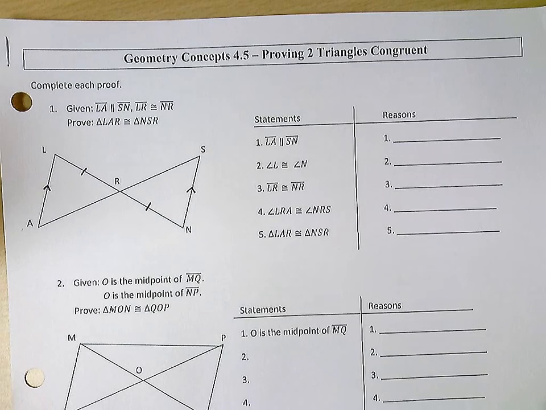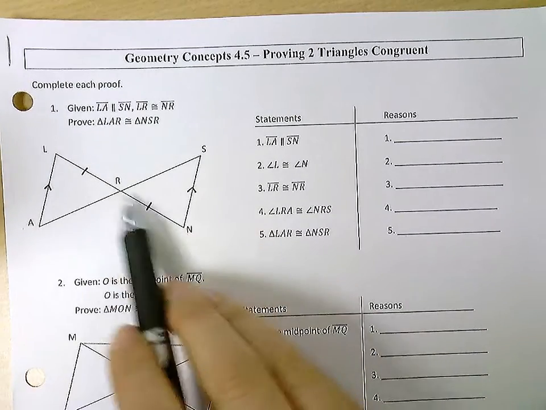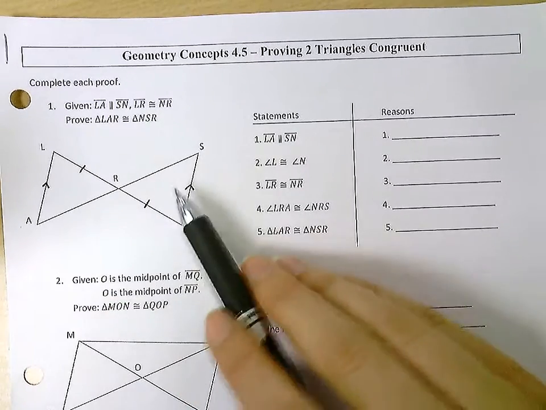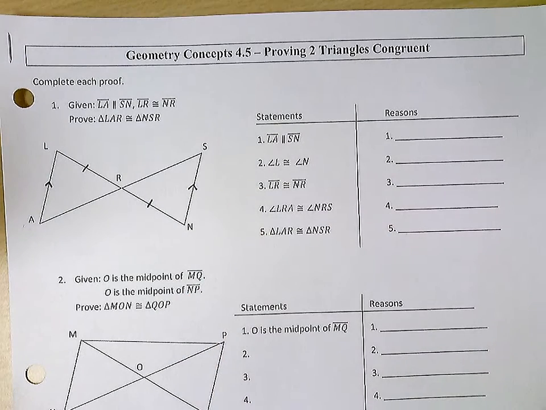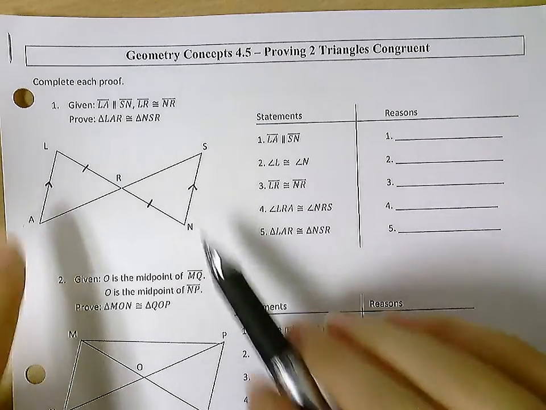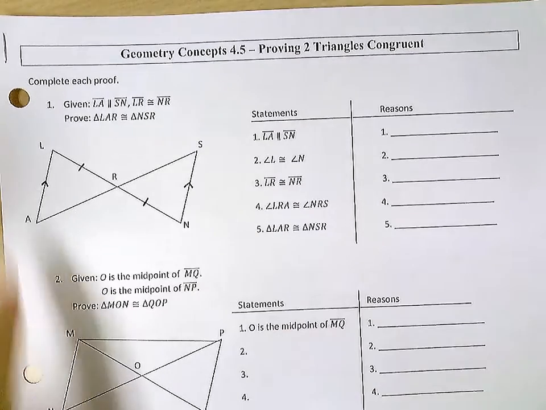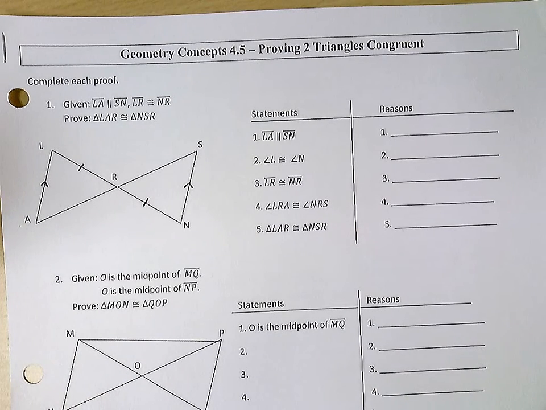Now I'm trying to prove that triangle LAR, so this triangle here, is congruent to triangle NSR, so this triangle over here. So to prove two triangles congruent, you either need to use side, side, side, side, angle, side, stuff like that. So you have to look for congruent angles and congruent sides between the two triangles. Okay, so whenever you are given parallel lines, that's an indication that you should look for congruent angles. Okay, you should look for congruent angles when you have parallel lines.